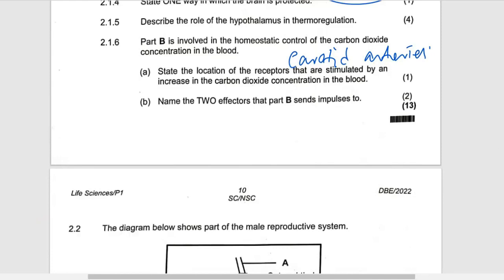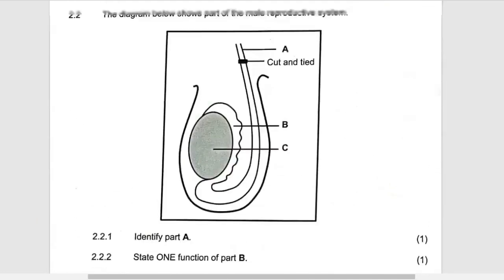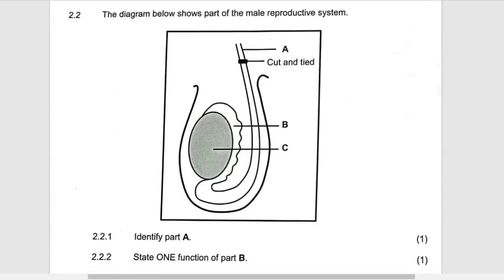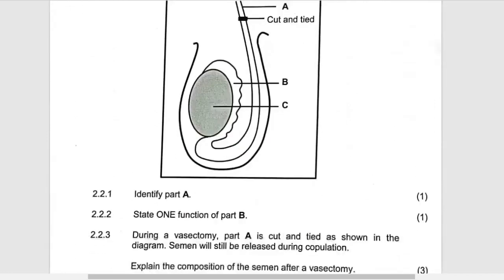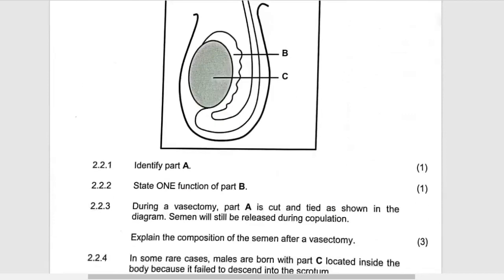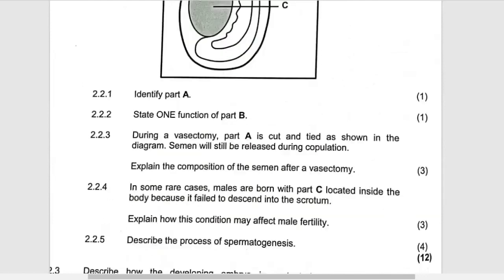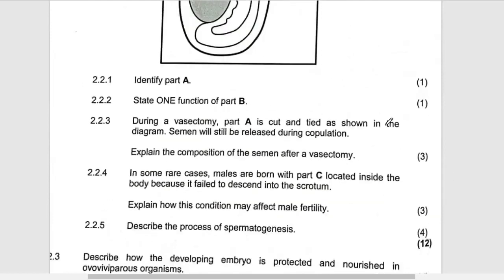Then they are saying that another question is about reproduction, and that is the female, that is the male. You have A, which is vas deferens, B, which is epididymis, and C, which is testis. Identify A, we have seen it, which is vas deferens. They're saying that state the function of B.